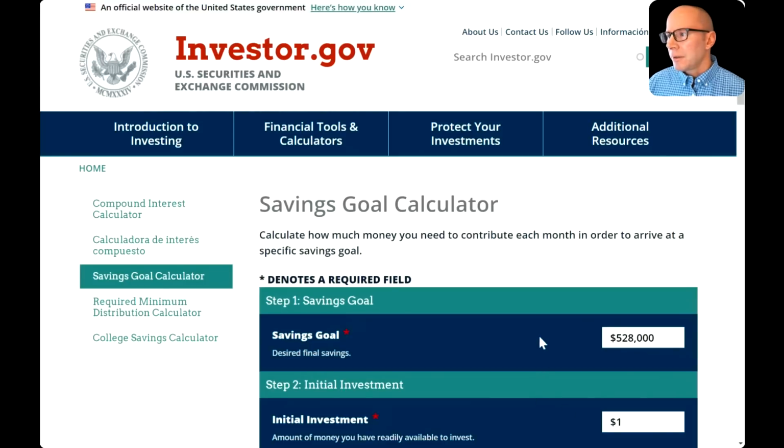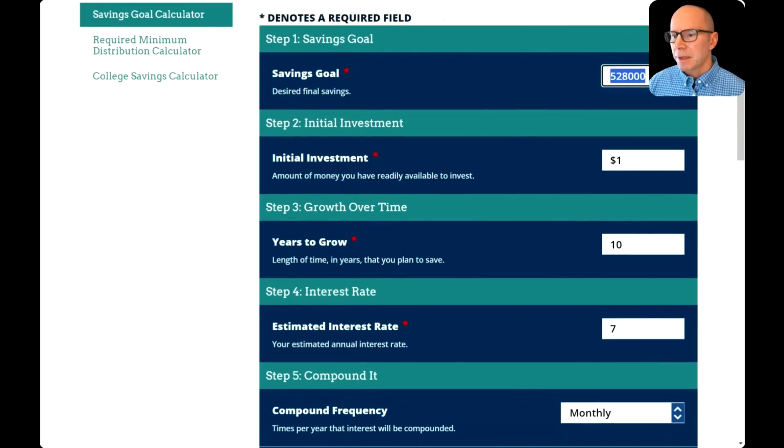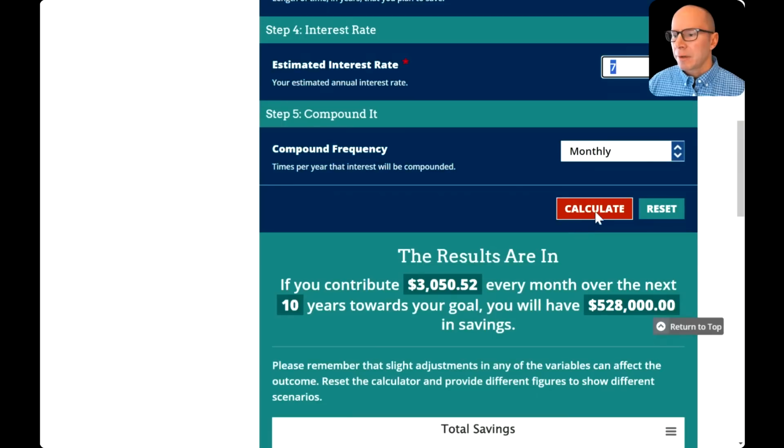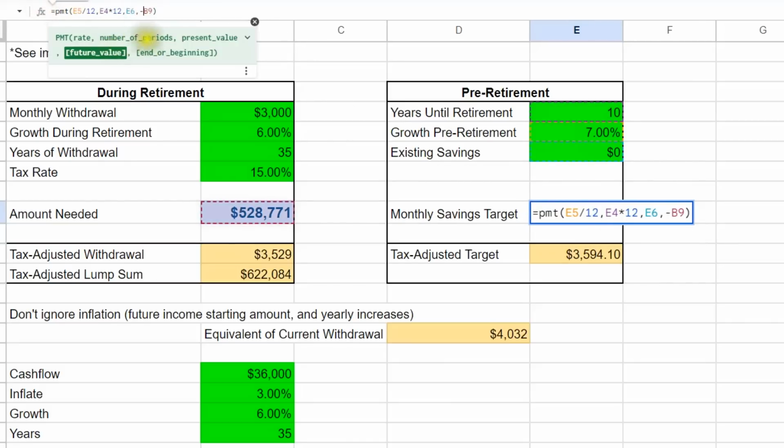So we can go over to the SEC's calculator and throw in a number that's about the same, 528,000. You're starting with $0 or $1, which is the minimum here, over 10 years with a 7% rate of return. If we hit calculate, it's going to tell us that it's $3,050. That is, of course, the payment function, which is going to help you figure out what the monthly or the periodic payment, you can do monthly or annual or anything else, what the payment into an account needs to be so that you can reach a goal.